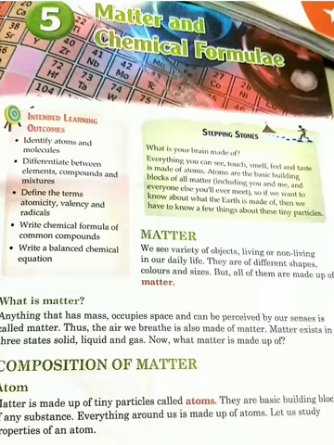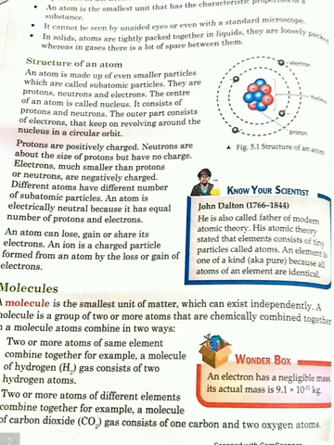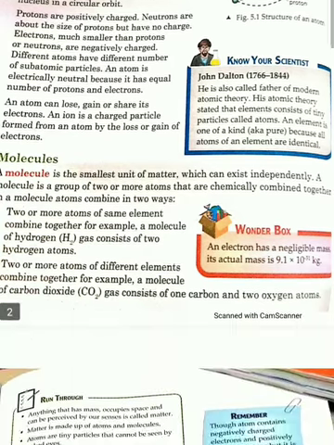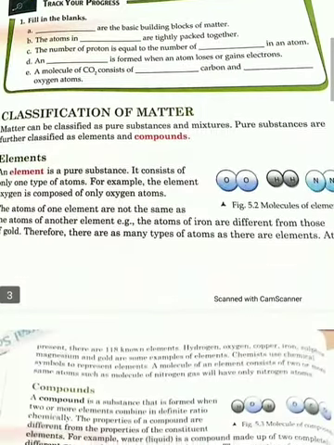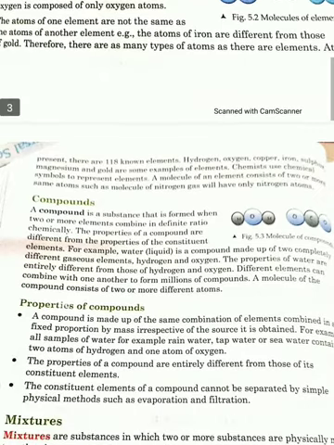Students, we were doing your chapter number 5, Matter and Chemical Formula. In this, we have completed matter and I have explained the subatomic particles of matter. Then we have discussed molecule. After that, we have done classification of matter. In this classification of matter, we have completed element, compound and mixture.